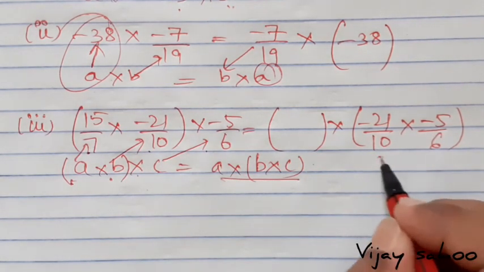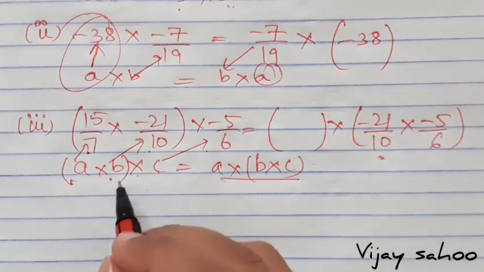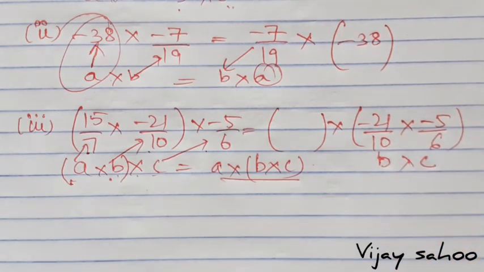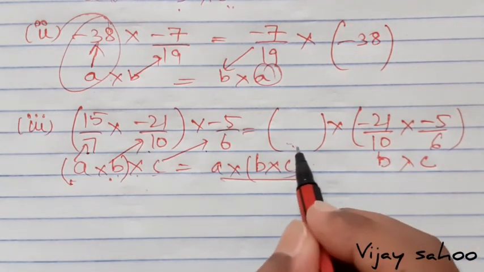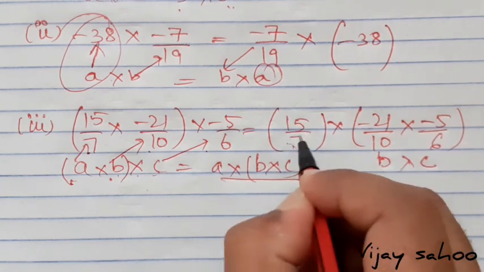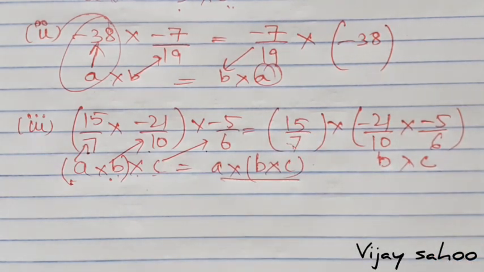So according to that, this is what? Minus 21 upon 10, that is B. Minus 5 by 6 is C. So what is left out over here? Value A is left out. So what is the value of A? That is 15 by 7. Okay. In this way we have to identify the answers.